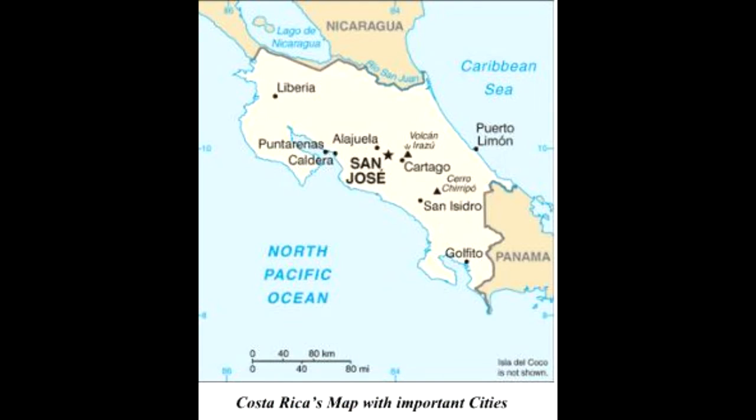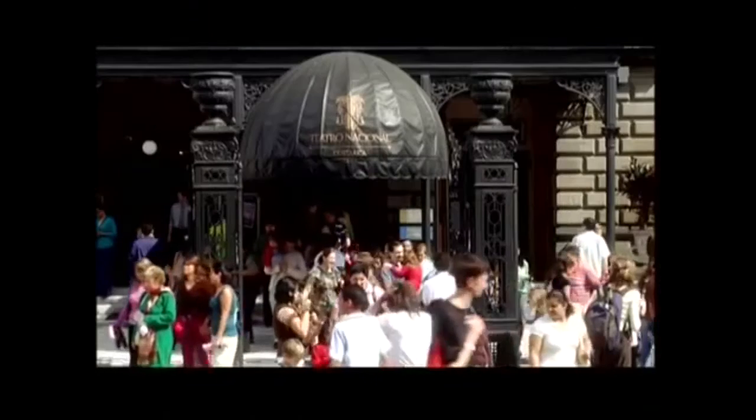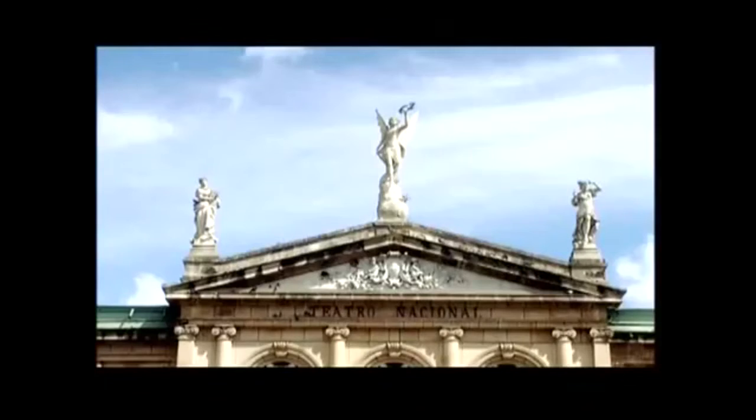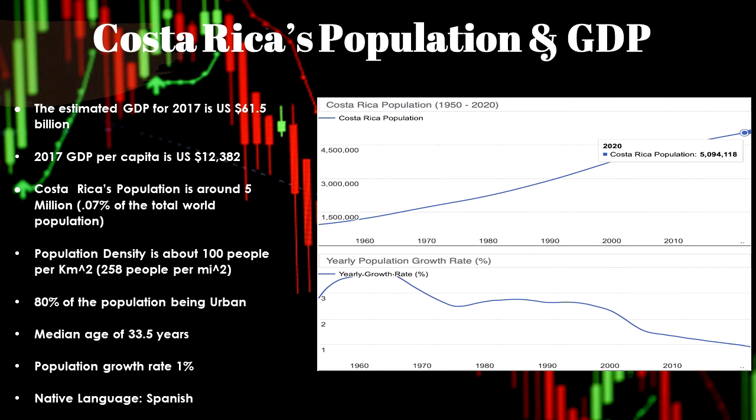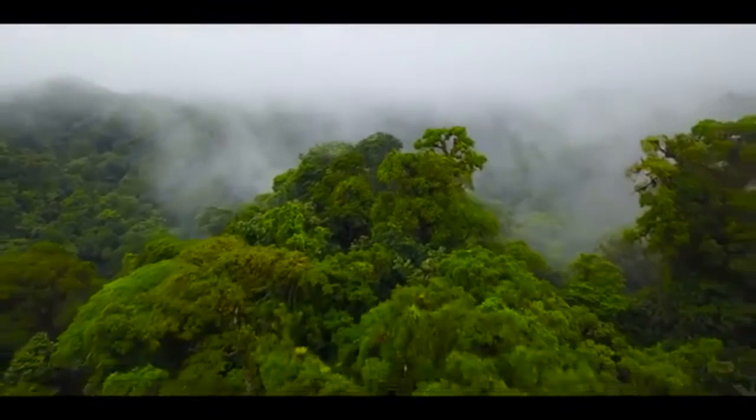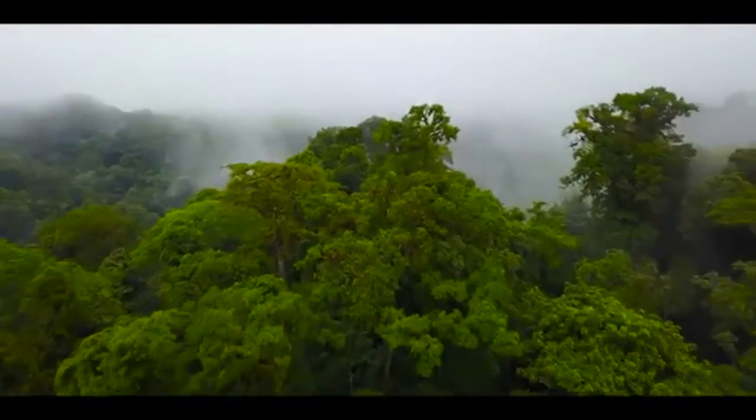Costa Rica is located in Central America, bordering the Caribbean Sea and the North Pacific Ocean, between Nicaragua and Panama. The economy of Costa Rica is heavily reliant on agriculture and tourism. In 2015, more than 2.7 million tourists arrived in the country, which accounts for about 12.5% of the country's GDP, while agriculture accounts for 6.5%.